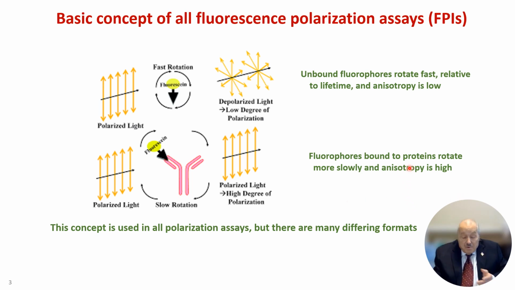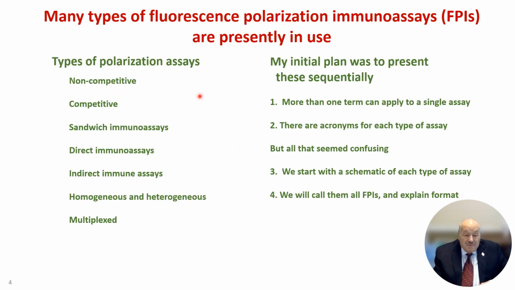This basic principle is what's used in all the polarization immunoassays, but there's a wide range when you look at them, and it could be very, very confusing. In fact, I was getting a little confused when I was trying to put these together. There's competitive and non-competitive immunoassays. There's sandwich immunoassays where you have two antibodies binding to the antigen. There are indirect and direct immunoassays, which I think we'll show you shortly.